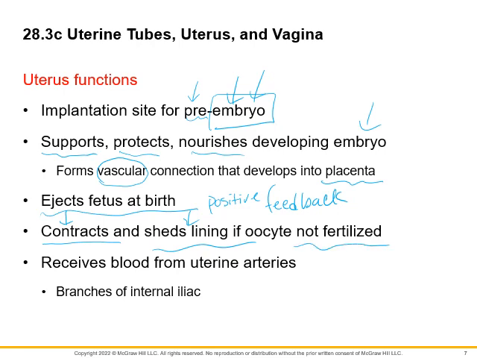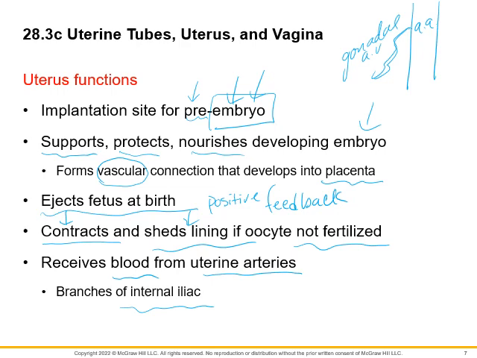The uterus receives blood from the uterine arteries, and these are off of the internal iliac. Just a note: we talked about the abdominal aorta, and we talked about our gonadal arteries and veins, and if it's going to the ovary, the ovarian arteries and veins. So what they're saying is that the branch off of the iliac is where we have our uterine arteries.